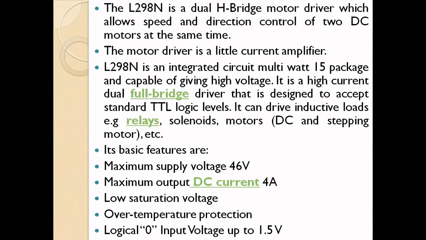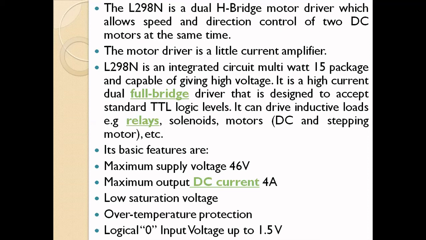The basic features: the maximum supply voltage is 46 volts, so we can drive a 46 volt motor. That is the maximum supply voltage. Next, the current rating is 4 amps. Next, it has low saturation voltage. Next one is over temperature protection.